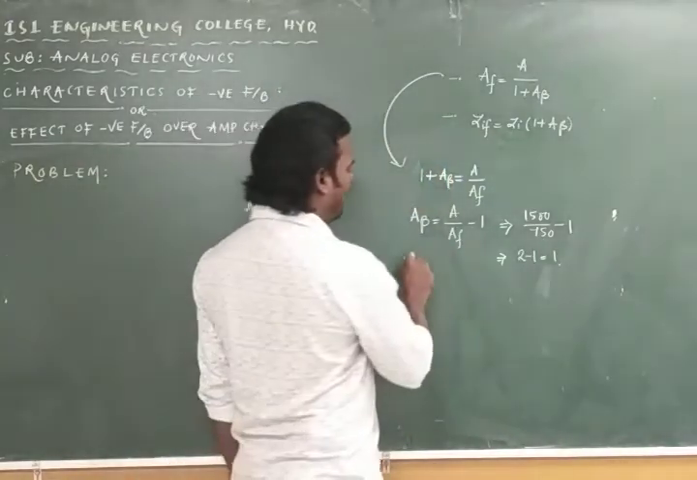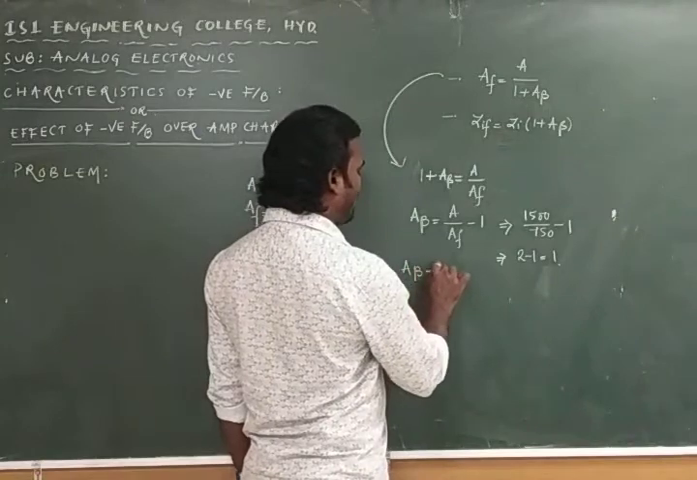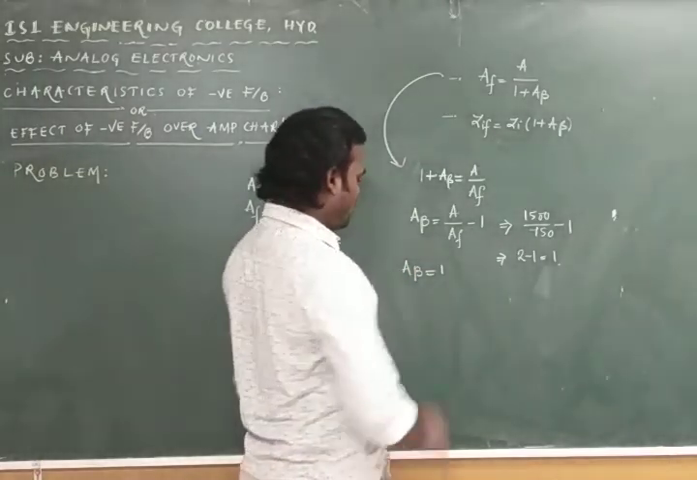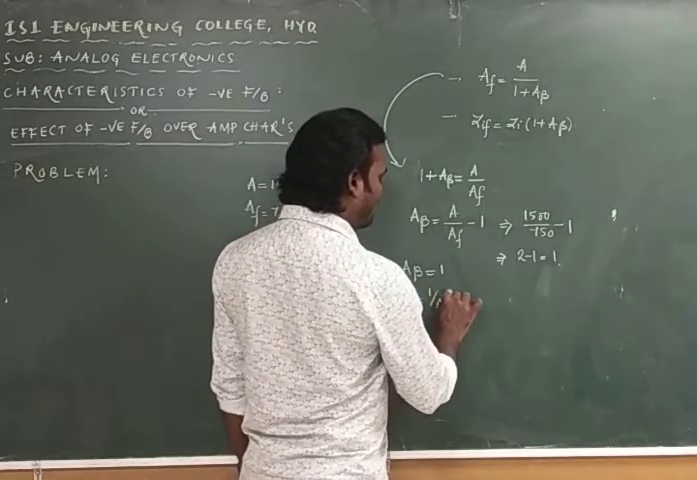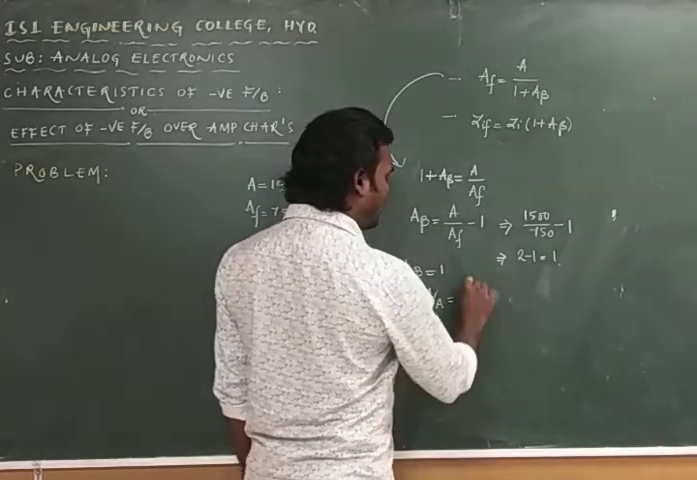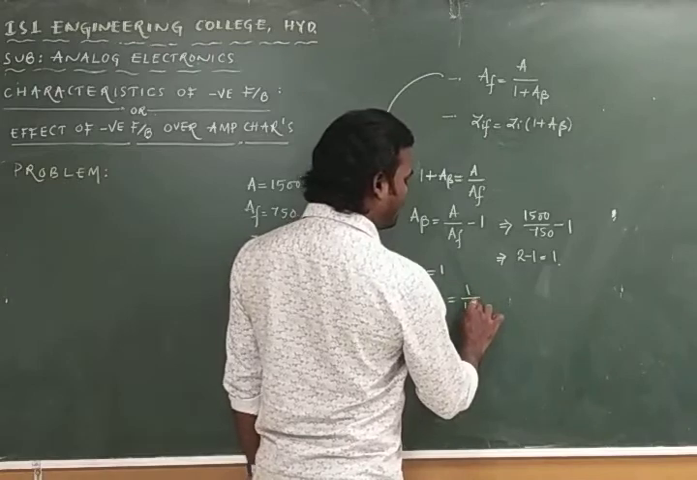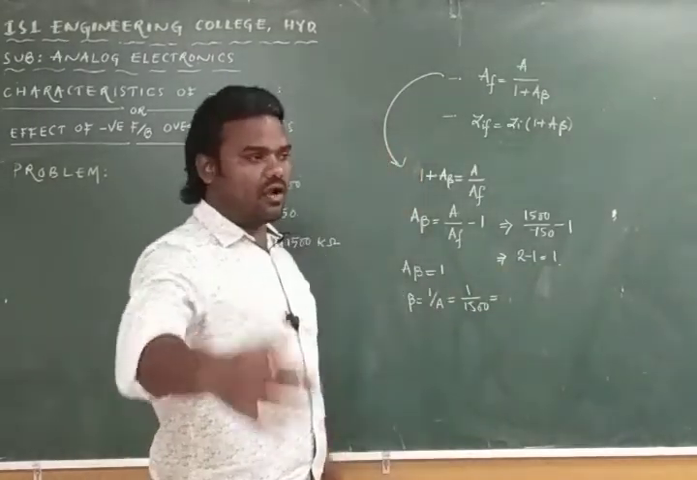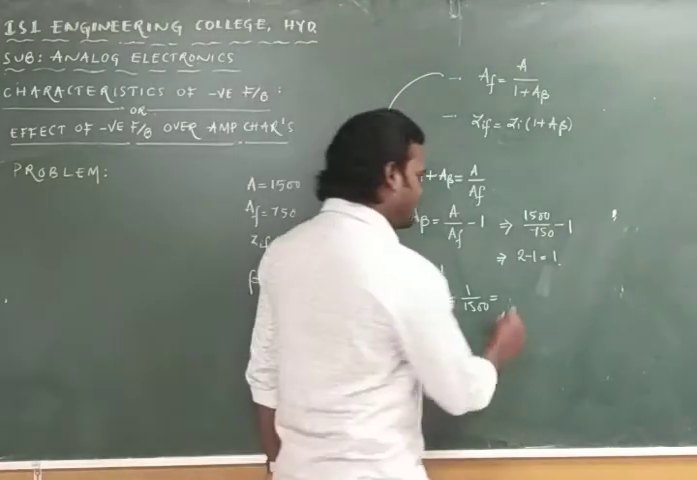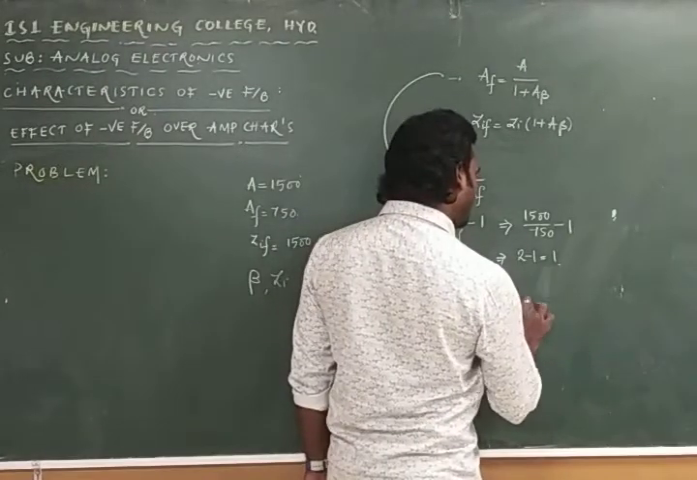Which is equal to what? A beta equals 1. So beta equals 1 by A, and 1 by A is nothing but 1 by 1500. How much is it? 0.006.